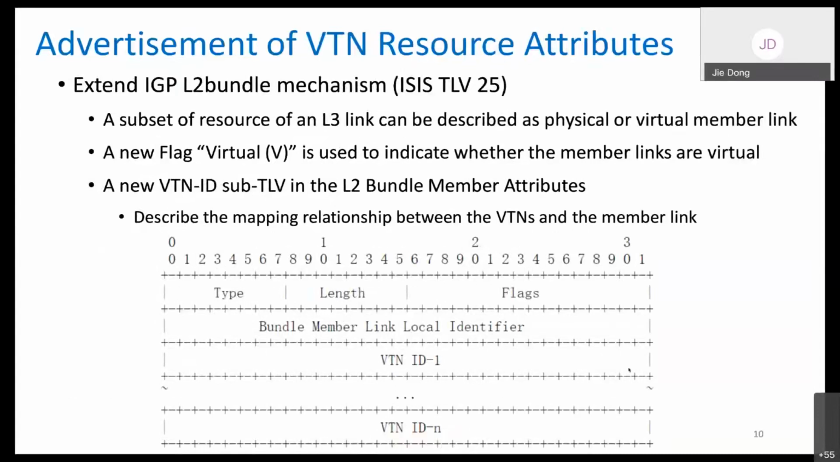Okay, for the resource attribute advertisement here, similar to the flex algo extension draft, we extended the L2 bundle TLV to advertise the attributes of either a virtual member link or the physical member link. In addition, we introduced a new VTN ID sub-TLV to describe the mapping between the VTNs and the member links. Basically, one member link can be associated with one or multiple VTNs. So this sub-TLV will be carried in the L2 bundle member attribute TLV.